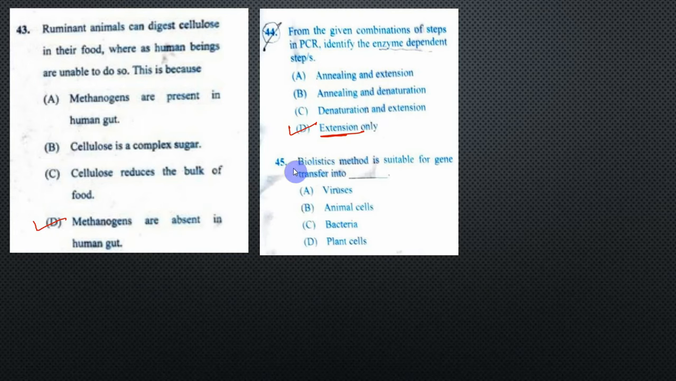Now, the next one is biolistics method is suitable for gene transfer into viruses, animal cells, bacteria, plant cells. In reality, biolistics is used for transferring of genes in animal cells, bacteria also. But however, the more appropriate answer for this is the plant cell, because biolistics is routinely used and more employed in the case of plant cells.